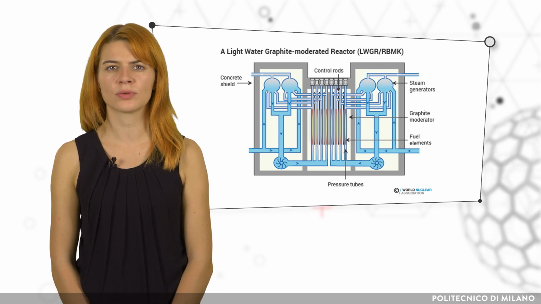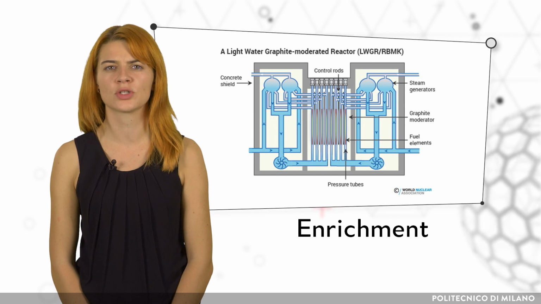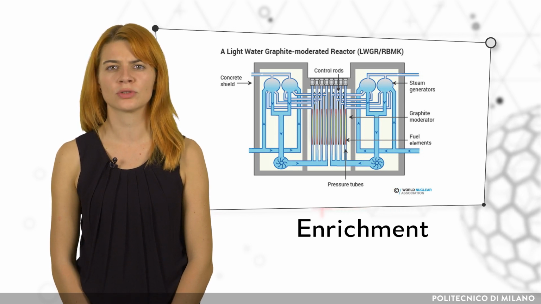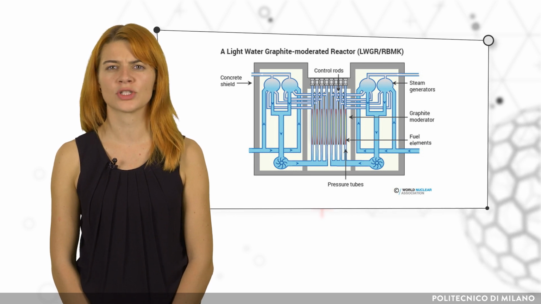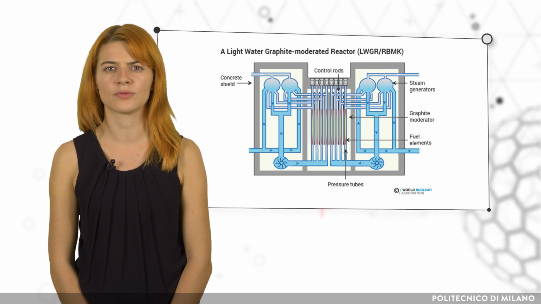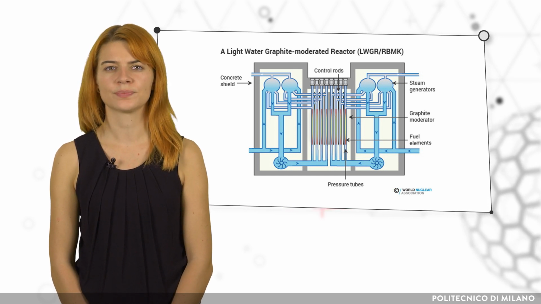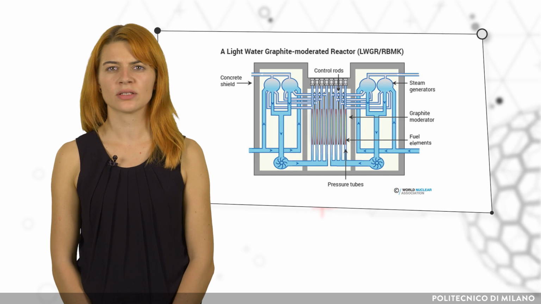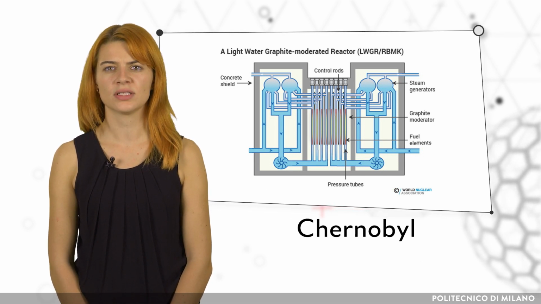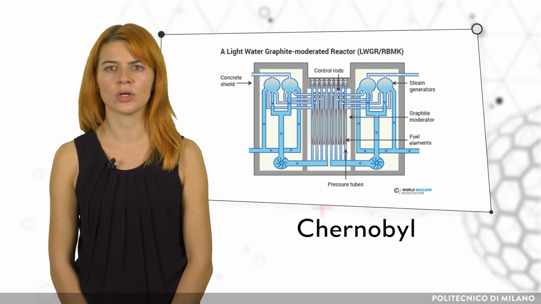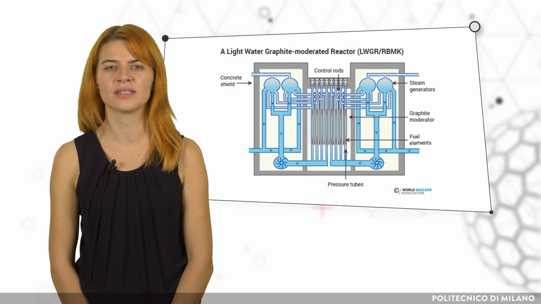RBMK reactors are operated with uranium dioxide fuel with a uranium-235 enrichment grade of 2.0 to 2.8%. The fuel is contained in zirconium alloy pressure tubes, which are embedded in the graphite moderator block. Ordinary water is used as the coolant. The RBMK reactors became sadly famous due to the Chernobyl accident. After the accident, additional safety precautions were applied to the remaining RBMK reactors in order to improve the operating safety.